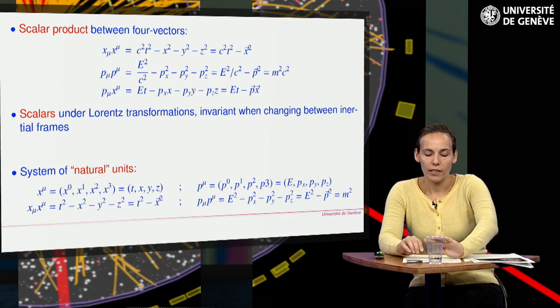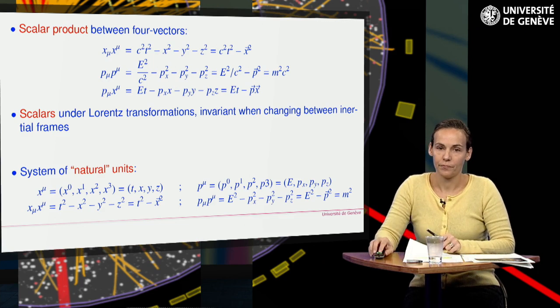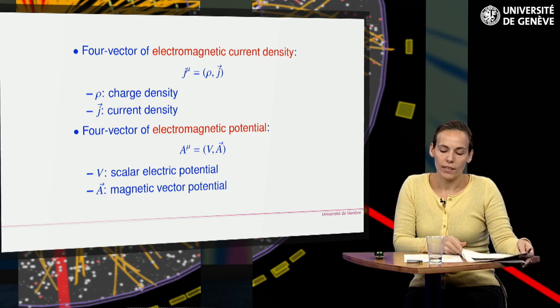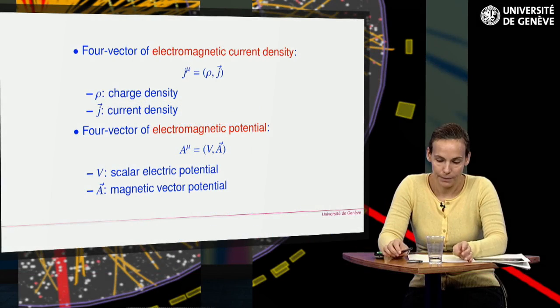The notation simplifies if we adopt the system of natural units, since the ubiquitous speed of light c disappears. Two other important examples of four-vectors are the four-vector of electromagnetic current density J^μ, which has the charge density ρ as the time-like component, and the vector current density J as the space-like component. The four-vector of the electromagnetic potential A^μ has the electric potential V as the time-like component, and the magnetic vector potential A as the space-like component.